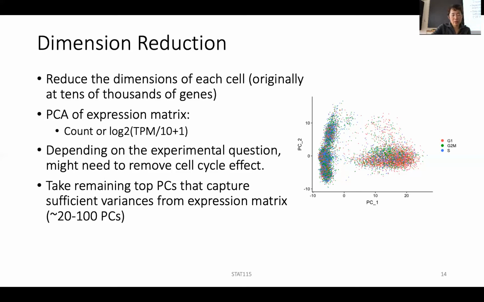And the remaining one is the real difference of some drug treatment or tissue difference. So for the remaining top principal components that really capture sufficient variance from the expression matrix, you can then use the PCA. You say, oh, I want to get the top 80% of the variation. Depending on how complex your tissue is, you might use only a few principal components, or people use 20 or up to 100. That would be sufficient instead of using all 20,000 genes.